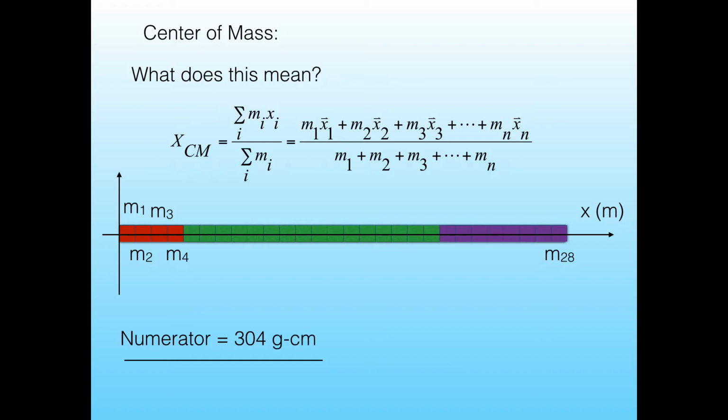You can do that calculation and find that the numerator is 304 gram centimeters, and the denominator is 28 grams total. And then when you do this, you can find that the center of mass is now at 10.9, or almost 11 centimeters, which is located here. And so this is, as our intuition told us, shifted towards the red side of this ruler. It's no longer right at 14 centimeters, which is right in the middle, and that's what we would expect.